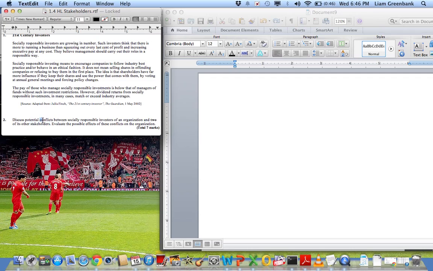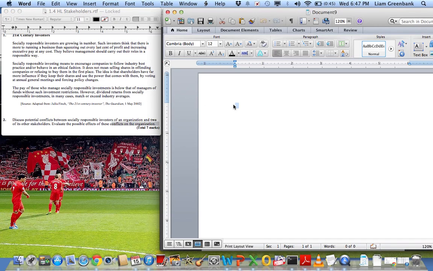and conflicts. So potential conflicts here, and also we know conflicts here, and we know stakeholder conflict is a term. So we start off with the definition. Stakeholders are any person, group or organization with a direct interest in a business and the way in which that business operates.